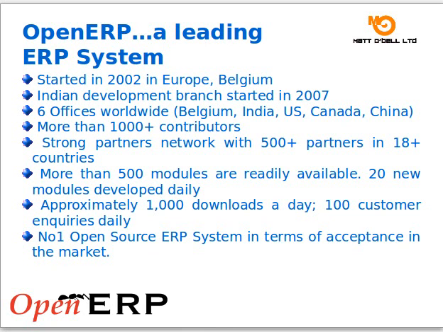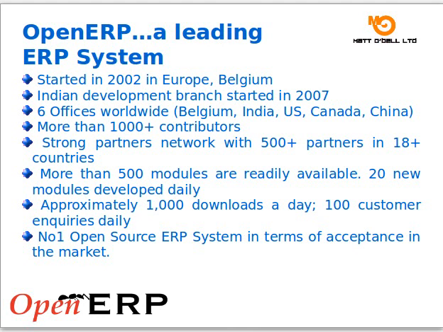Now, OpenERP itself today is a leading ERP system, both from the company point of view and from the solution itself. OpenERP as a company started in 2002 in Belgium. Today it has 6 offices spread worldwide. 2 offices in Belgium, 1 in India, 1 in Vancouver, 1 in California, and then 1 that was recently opened in China. There are over 1,000 contributors that are making inputs in the form of new modules to the application.